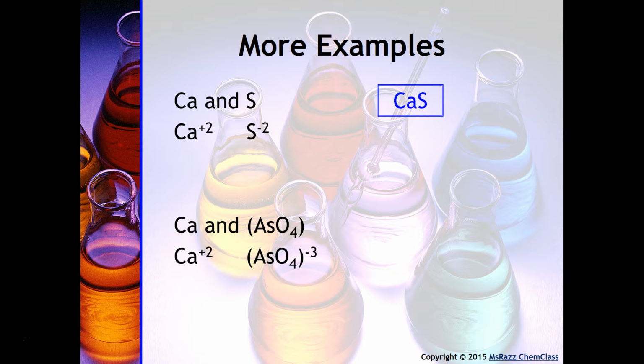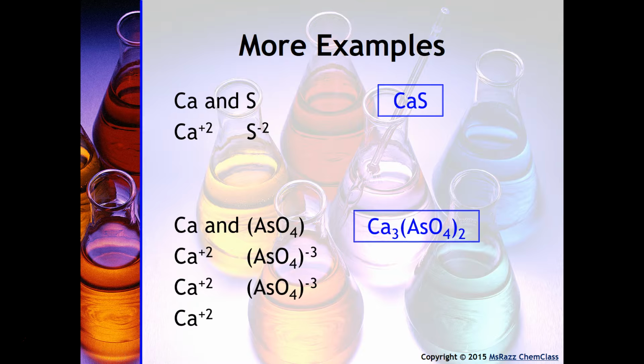Again, +2 and -3, they don't go together. You can't have a neutral compound when you put those two things together. So therefore, a common number that both of these things go into evenly is 6. That means I need enough calciums to equal +6, and I need enough arsenate to equal -6. And so that is why I will need 3 calcium and 2 arsenate.